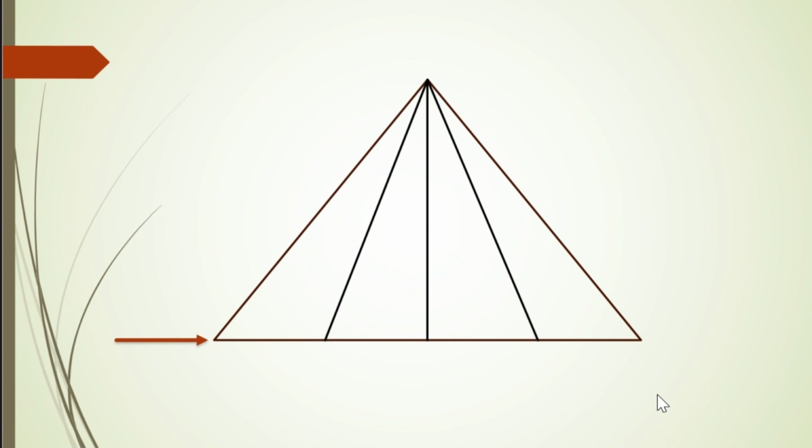Here we have 4 such triangles which have the horizontal line as base. The total triangles in this figure can be obtained by adding these numbers. So 1 plus 2 plus 3 plus 4 is 10.